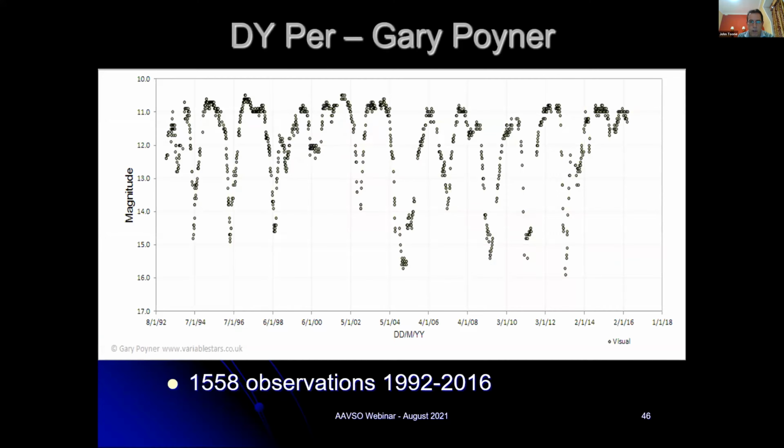Typically, this is Gary's work. This is his favorite star, DY Per. And you can see you don't need any other data. You've got a complete record of the photometric behavior of this star simply from the work that Gary's undertaken.